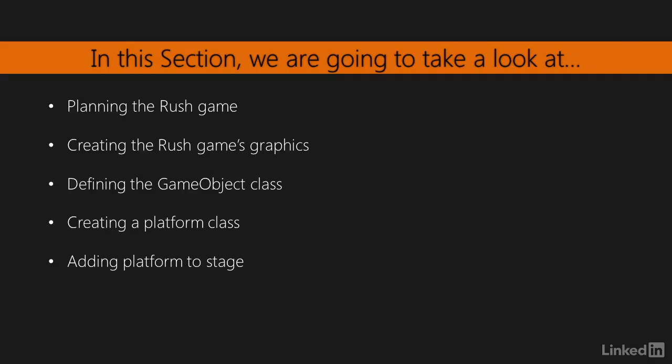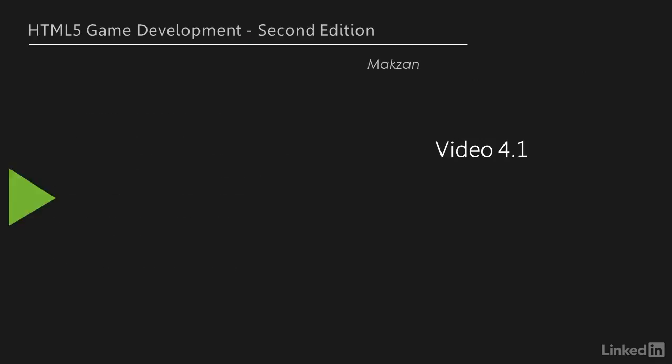It is called Rush. It is a platformer game. The hero in it runs on platforms. The player clicks on the screen to make the hero jump over obstacles. We create the foundation game object classes and a world that contains the platform and the hero.